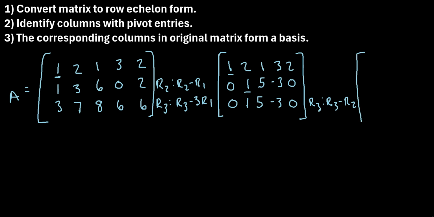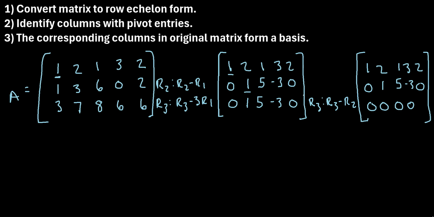So let's do that. Our matrix becomes: row 1 doesn't change at all, we'll just rewrite those values. Row 2 also doesn't change at all, so we'll rewrite those values. And in row 3 we get 0 minus 0, that's 0. 1 minus 1 is 0. 5 minus 5 is 0. Negative 3 minus a negative 3 is negative 3 plus 3, which is 0. And 0 minus 0 is 0. So this matrix is now in row echelon form.